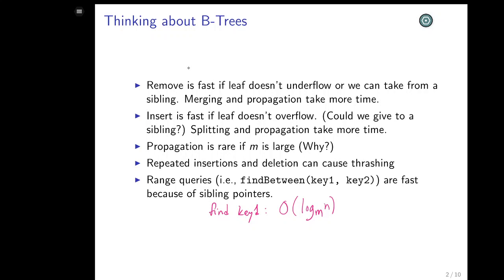Okay, now after you find key one, you have to do this traversal to key two, and on the way, any keys that you encounter, you report them. How are you going to do this traversal? There's one piece that you know about this that I think you might have forgotten. Remember, in order to be able to steal from your sibling, you actually have sibling pointers. Not only can you climb back up the tree because you have parent pointers, you can also go sideways if you want.